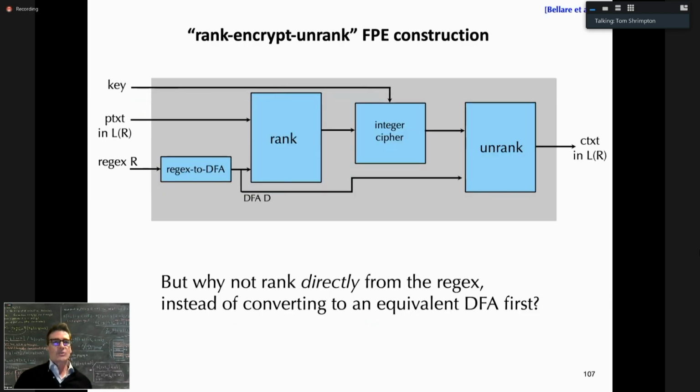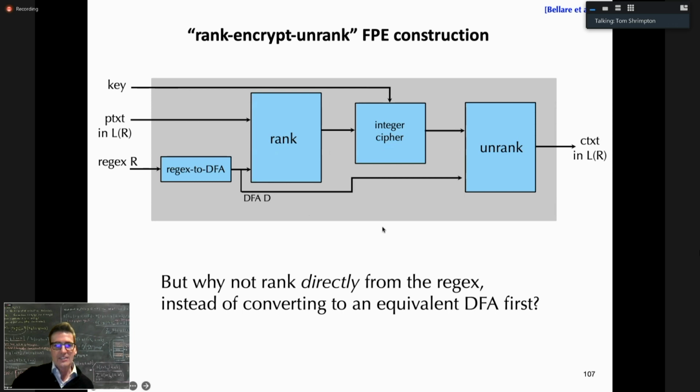Okay, so then this brings us to what's referred to as the rank-encrypt-unrank FPE construction. See, this is one annoying thing about Zoom: the little windows are covering up the size of my slide in my view. So this thing takes in a key, which you need for the integer cipher, like the integer Feistel. Your plaintext comes in, and because you're doing format-preserving encryption, this plaintext is in the language of the regular expression that you have in mind. You take your regex and you feed that in as well. So you've got three inputs: key, plaintext, and regular expression.